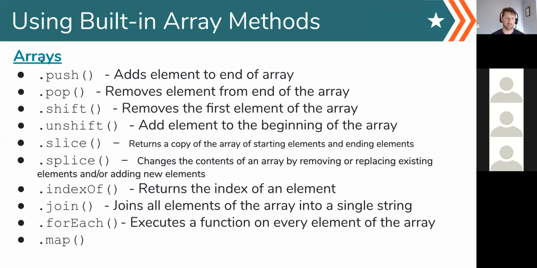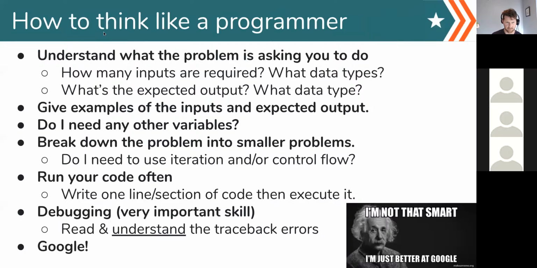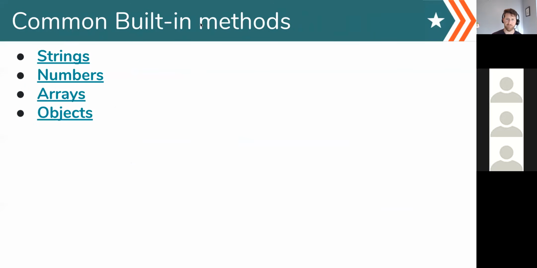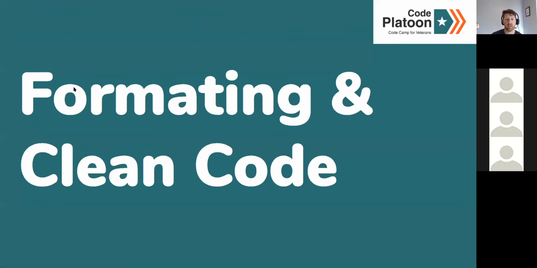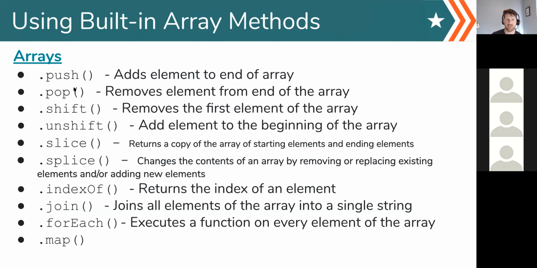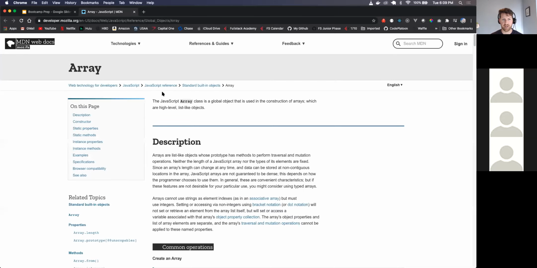In the spreadsheet I passed out, or that I Slacked out, I gave you links to everything. So if we go all the way back, we have common built-in methods for strings, numbers, arrays, and objects. We're really going to focus on arrays tonight. So here are some built-in methods, but not all of them. If I click on this little link, I'm taken to Mozilla Developer Network.